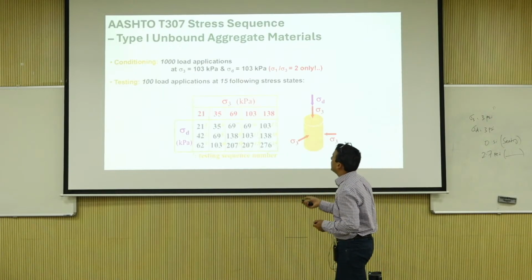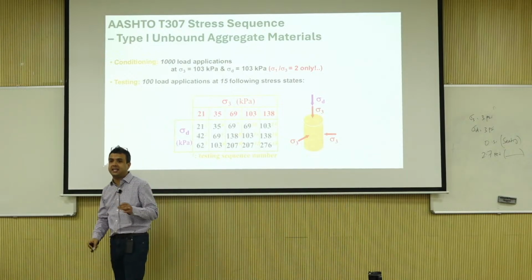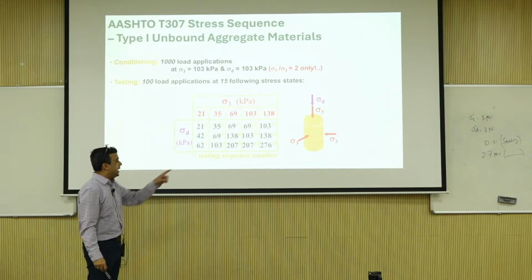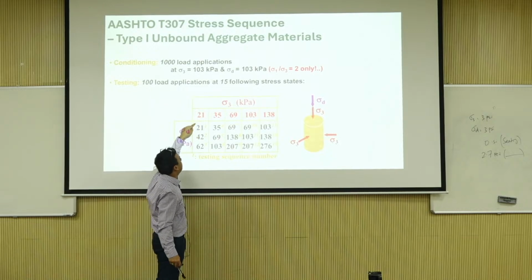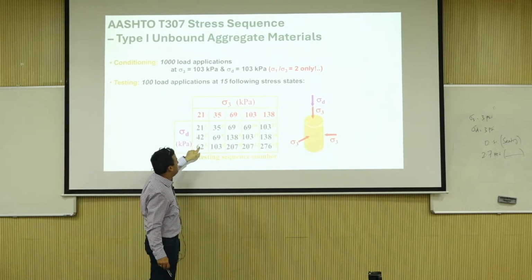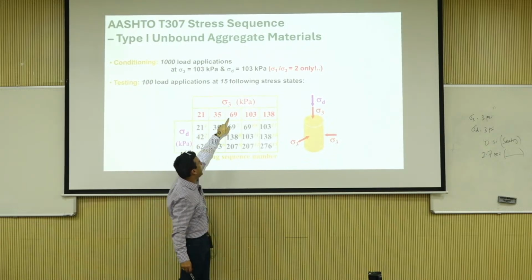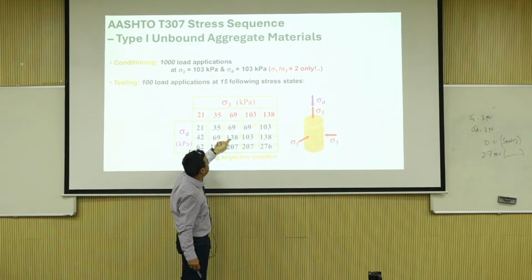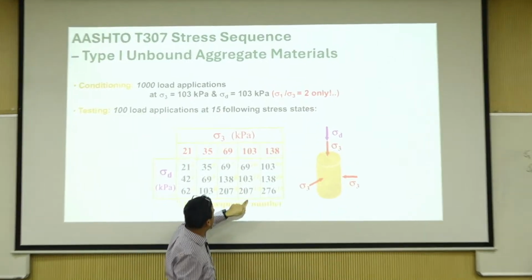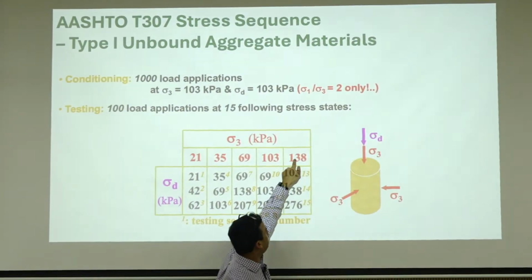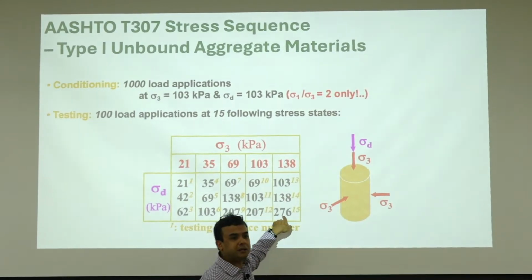Okay, this is our stress sequence for type 1 or unbound aggregate materials. I told you this, so you should now be able to read this with me. So 3 psi: 3, 6, 9. 5 psi: 5, 10, 15. 10 psi: 10, 15, 20. 15 psi: 10, 15, 20. 20 psi: 15, 20, 40.